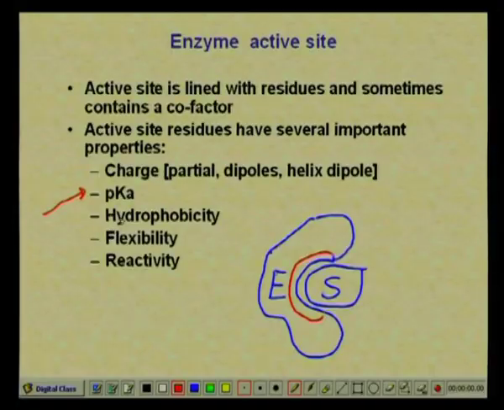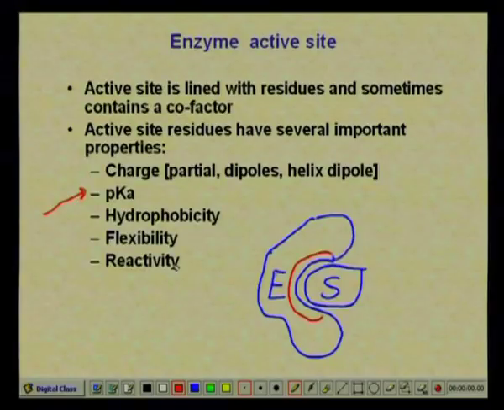Okay. Another important property that we learnt about amino acids was the hydrophobicity. So, that is also going to be important in the active site residue lining. The flexibility, because we have to have residues move over to make way for the substrate to come in, and definitely the reactivity.